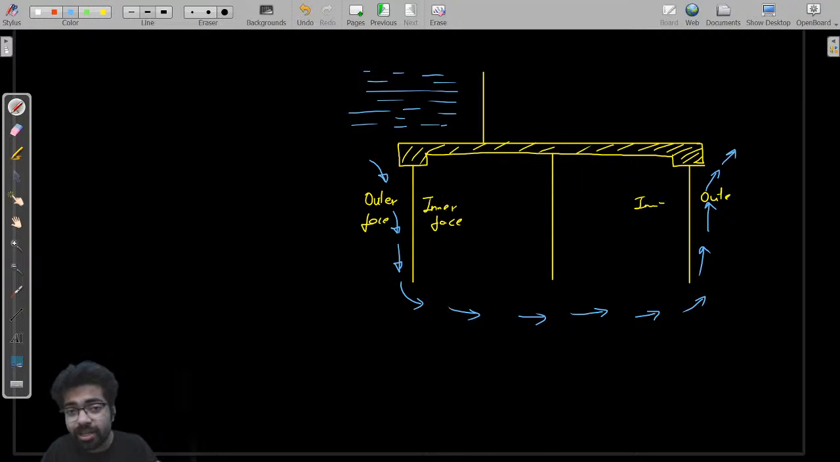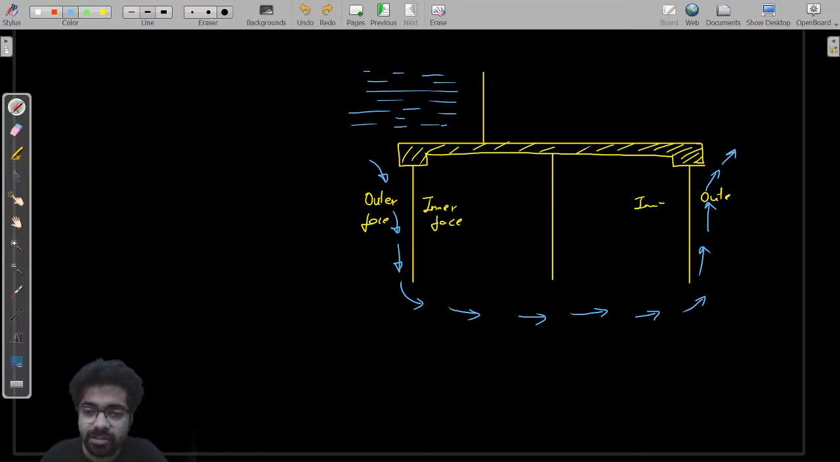But according to Blake, my dear friends, water will turn from here and creep like this, but that is not the case. In actuality, he found that the outer face is more effective in reducing the head as compared to the inner face. You can easily understand this from this diagram, because you all know water will flow like this according to the concept of flow net.